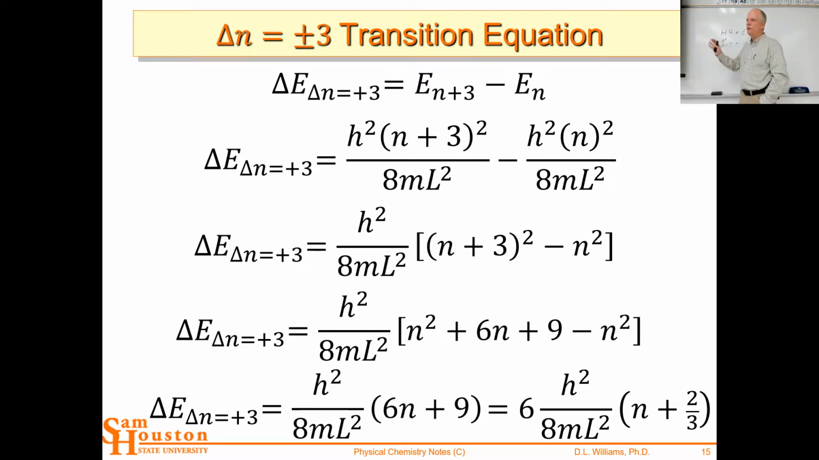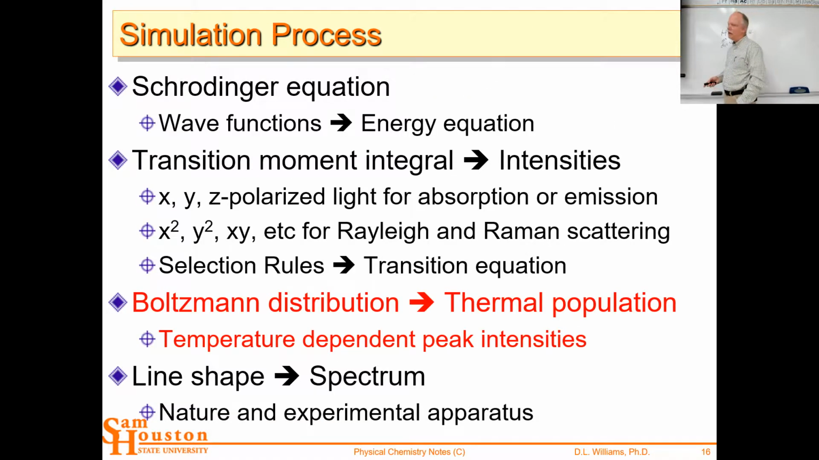So here's the n plus 3 overtone. Wherever there's an n, we put n plus 3, do the difference, and algebraically simplify it. We see that same constant, h squared over 8ml squared, but now we have a factor of 6 times that constant. It goes up, it's linear in n, but with a different slope. So these peaks will be further spaced. They'll be spaced by 6 times this constant. The fundamental, the n equals 1, delta n equals 1, would be spaced by 2 times this constant. And so now we have our transitions.